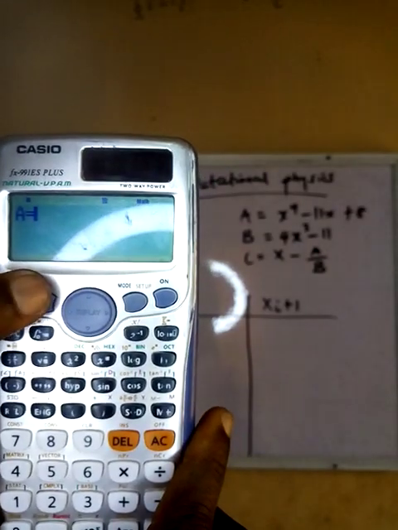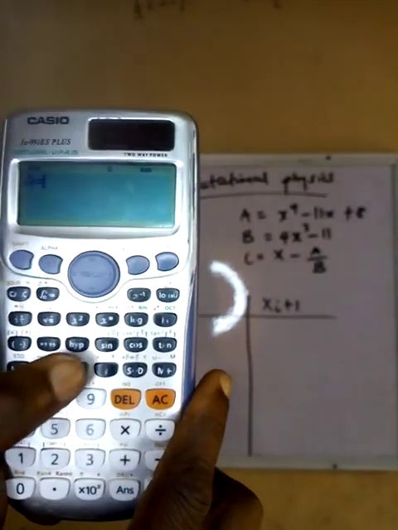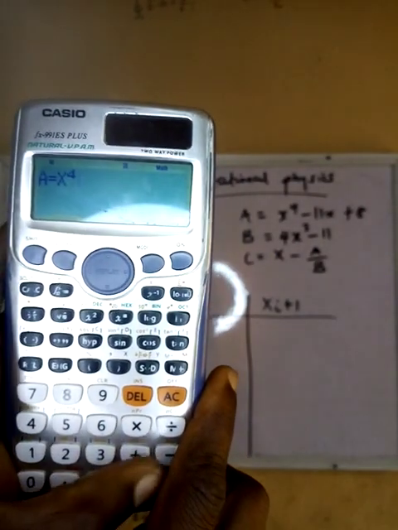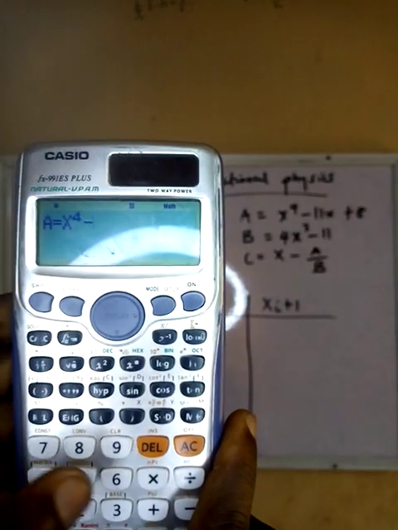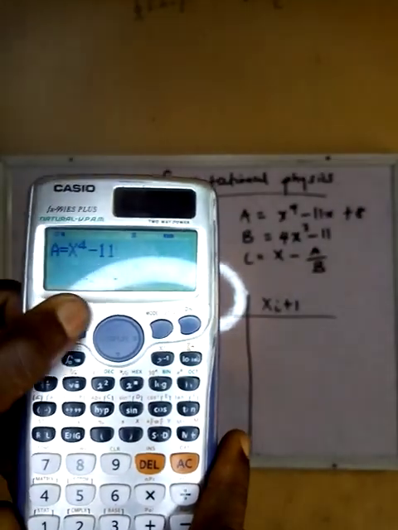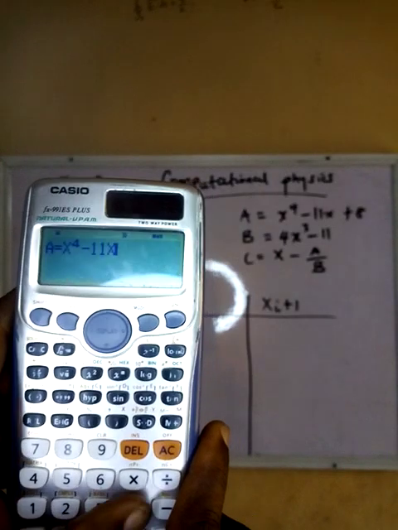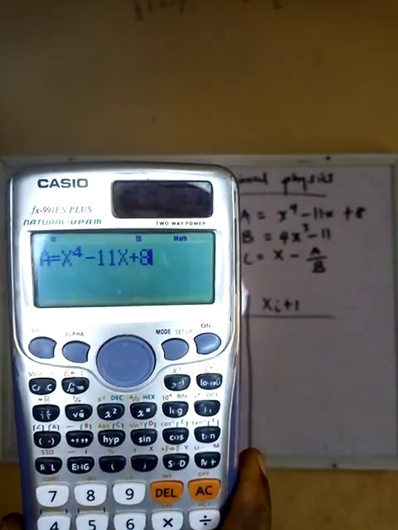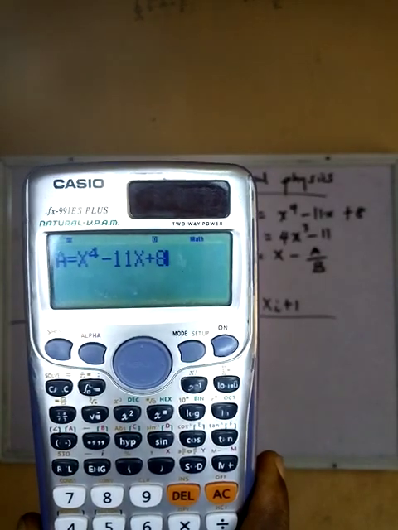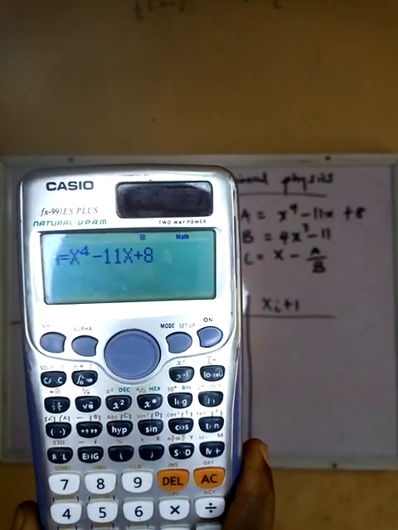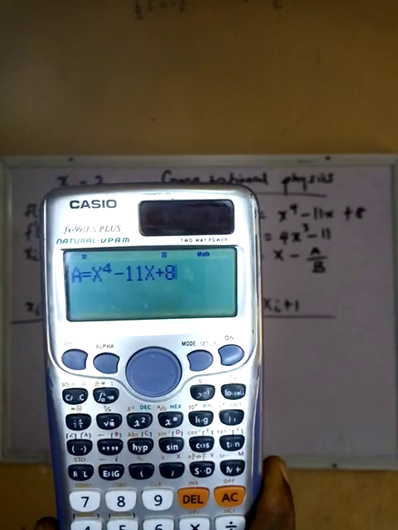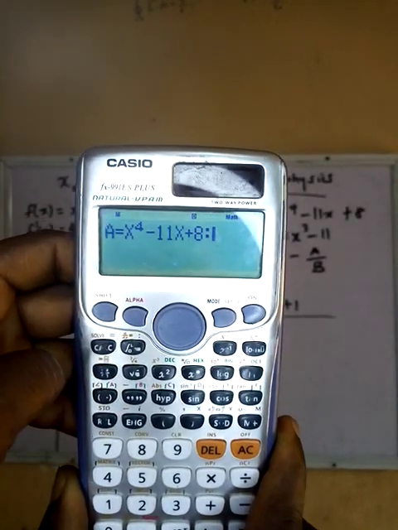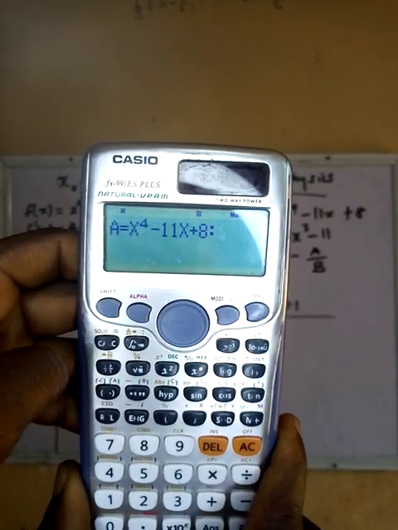Then you have to press alpha x raised to the power of 4. Then you go down, then minus 11, then alpha x plus 8. Now that is the first equation we have gotten in order to compute it in the calculator. So the next is to define the line of codes between A, B, and C. In order to do that, press alpha and this semicolon. So this means that we have defined what A is.